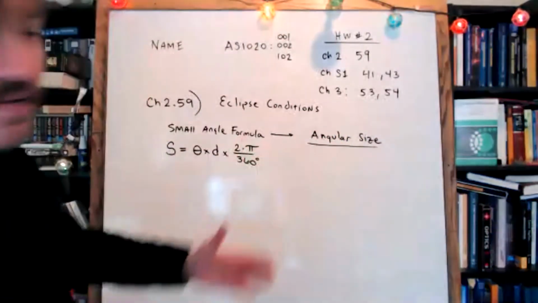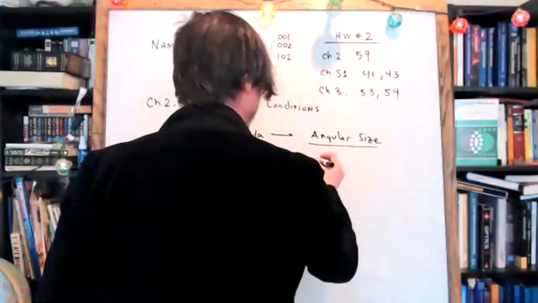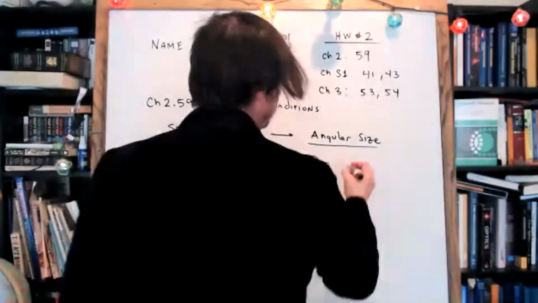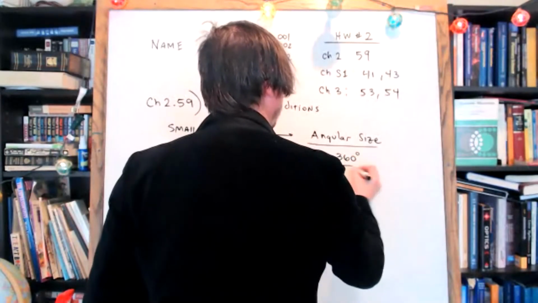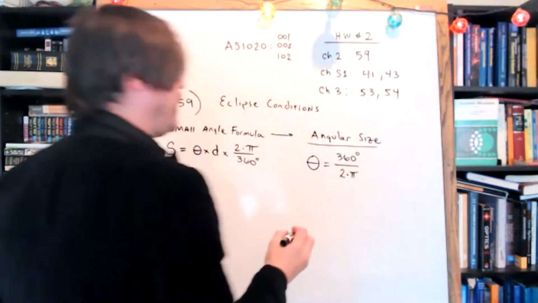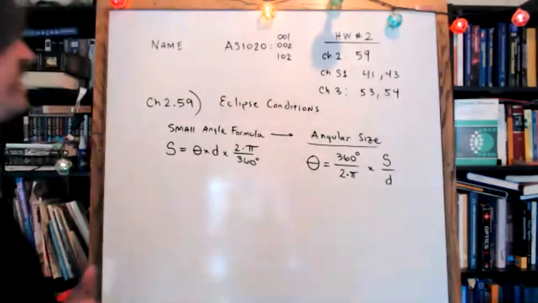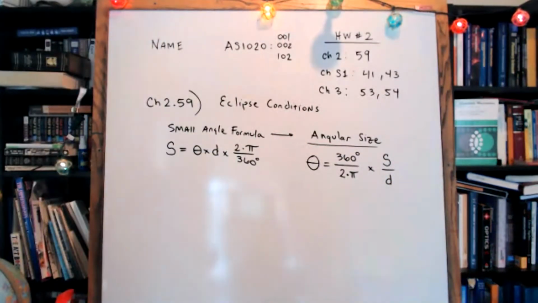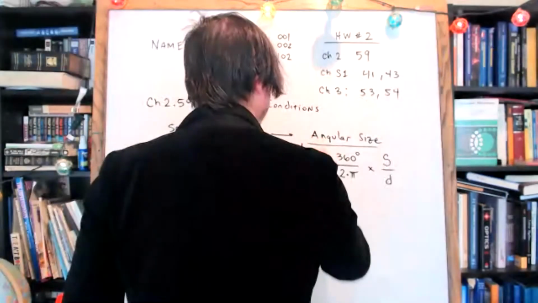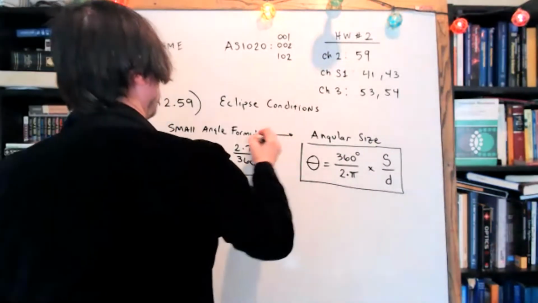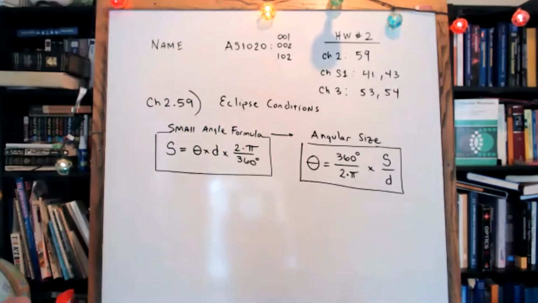This version of the formula is what we need for this problem. I like to write it like this. The angular size of your star or your planet is 360 degrees over 2 times pi times the size divided by the distance. So actually put a box around that, because this version of the formula is going to be pretty important. You're going to have to use it a lot in this class. And there will be problems on the test like this as well. So this is an important practice problem that we're about to do.